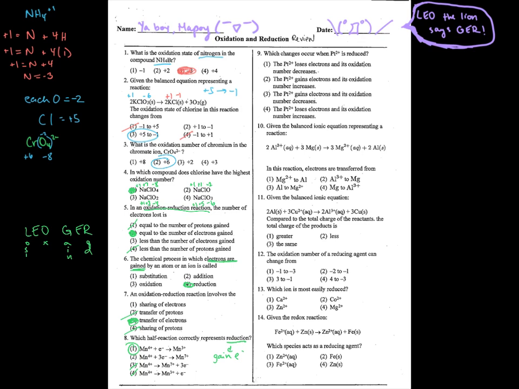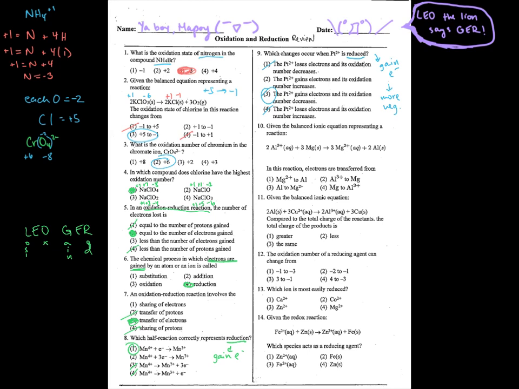Okay, when Pt2+ is reduced, so platinum, being reduced means you're gaining electrons. So you could cross off 1, cross off 4. So when you gain electrons, you become more negative in oxidation state. So you're decreasing. Sorry. So it's choice 3.